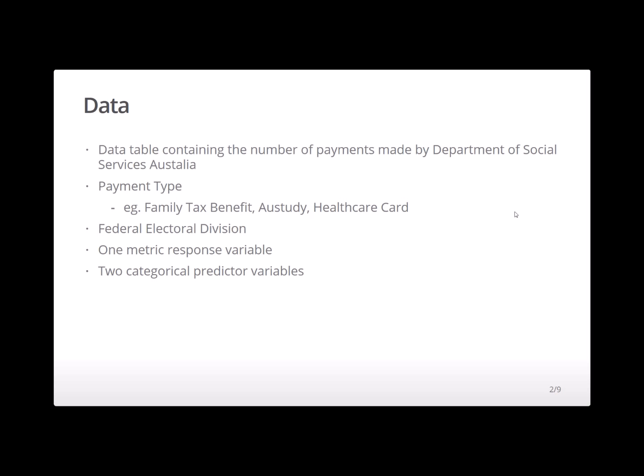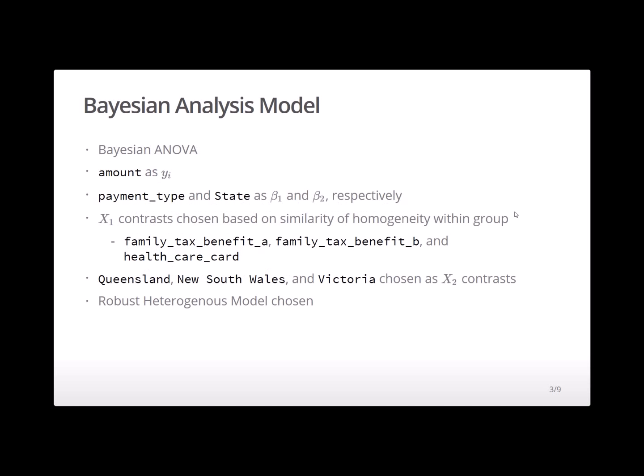Because of the nature of the data, I ended up choosing Bayesian ANOVA. I used amount as the response variable, and payment type and state as beta 1 and beta 2 categorical predictor variables respectively. I ended up not using federal electoral division because it was kind of redundant. Only one federal electoral division can belong in one state. It can't belong over two states, basically.